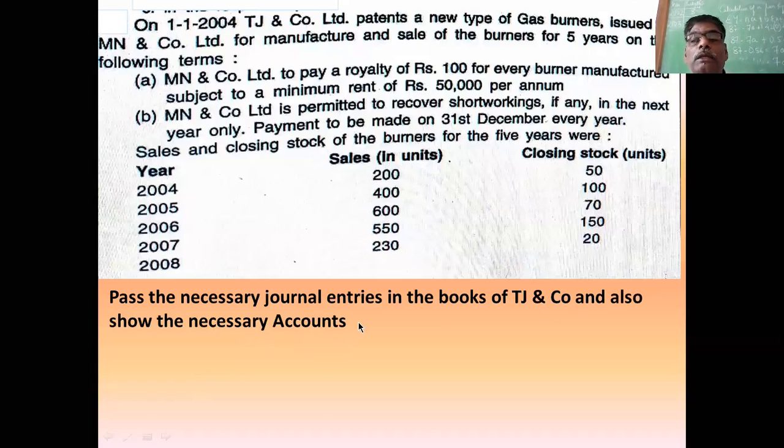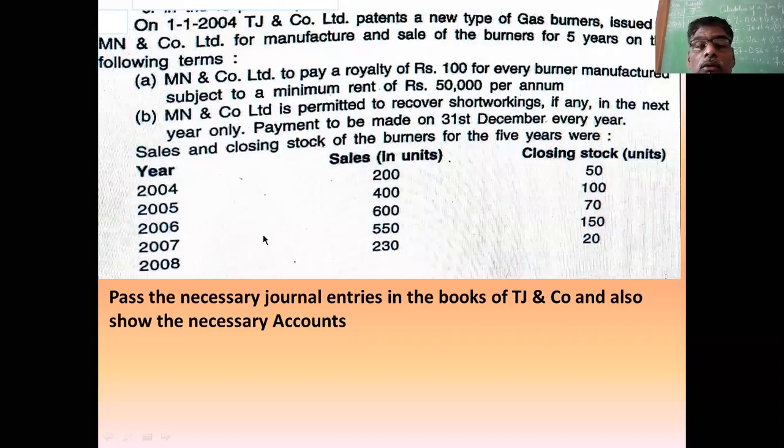And this problem is specifically taken by me to give knowledge regarding accounting treatment in the books of lessor. This is the problem based on lessor. TJ and Company is the lessor, and we can understand how to write the journal entries and how to prepare the ledger accounts in the books of lessor with this problem. Okay. In the book, the question asked is different.